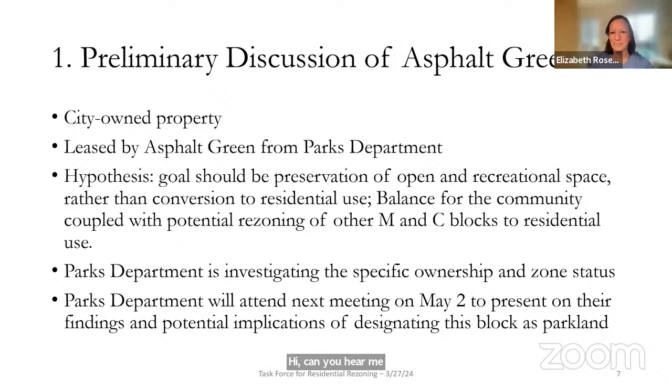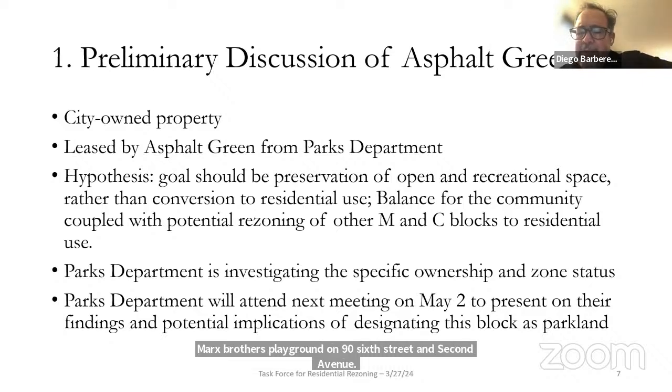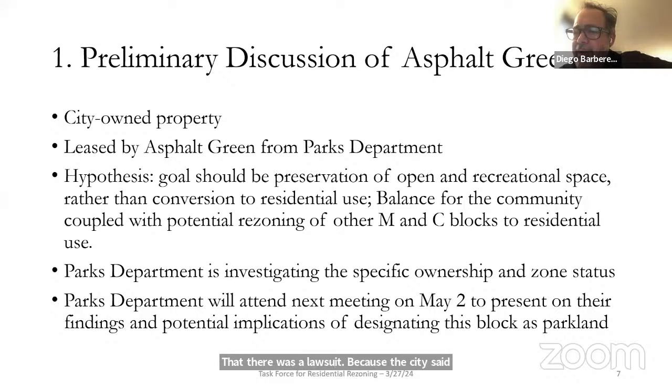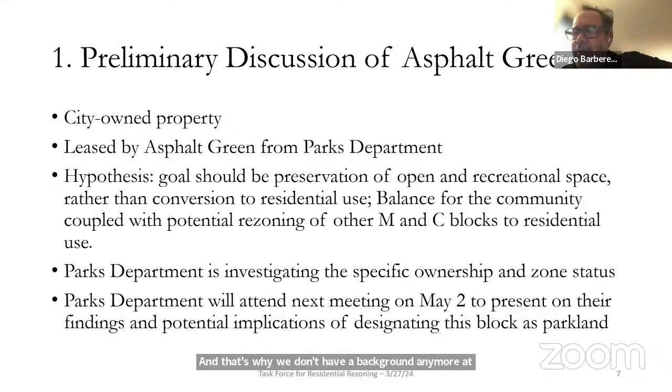Yes, we can. I think what you just said about Asphalt Green and making sure that it's represented as a park is very important. I think the same is the case for Rupert Park, that we all assume it's a park, but if you see the zoning drawings, they don't appear to be a park. There was an issue with the Marx Brothers Playground on 96th Street and 2nd Avenue: there was a lawsuit because the city said it was not a park, it was a playground, and by that, it didn't have the park protection. So they wanted to do this building, and that's why we don't have a playground anymore at the corner. We have just an empty lot with gravel.